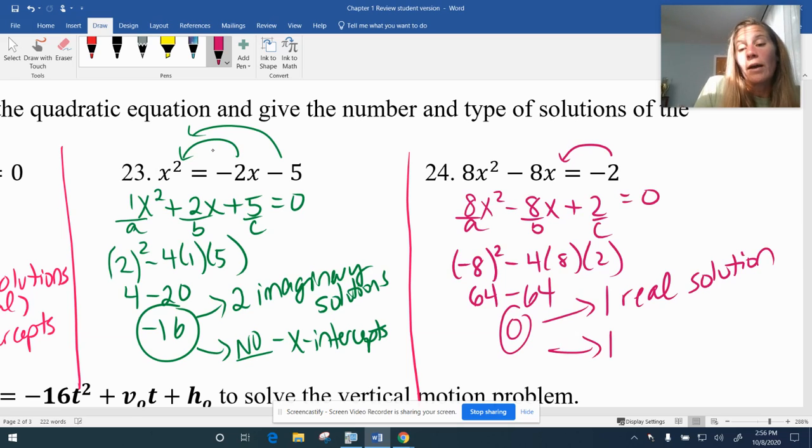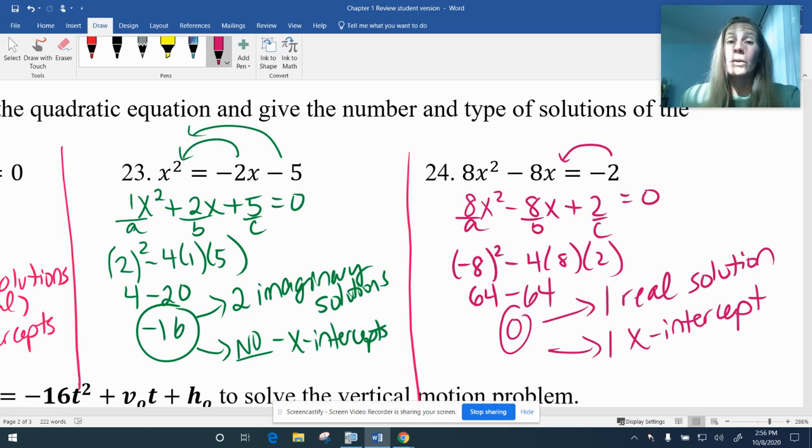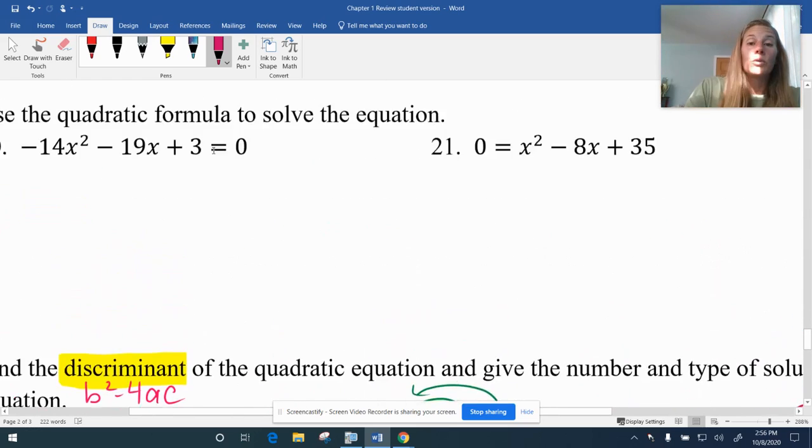And that means I will have one x-intercept. So that parabola will just touch the x-axis in one location, and that'll be either the min or the maximum of the parabola. Okay, so using that knowledge about our discriminants, let's go back and do these two quadratic formula problems.